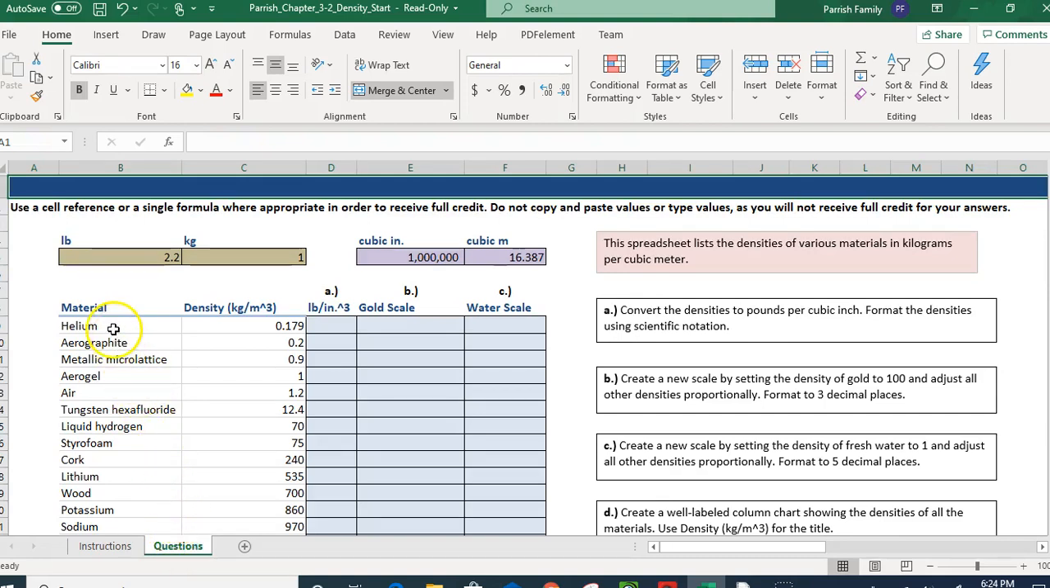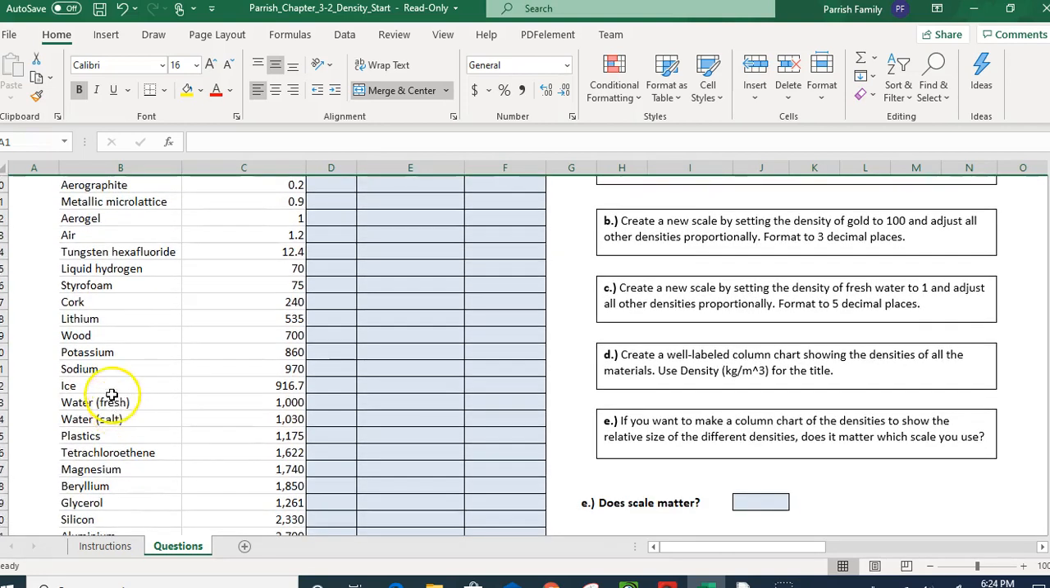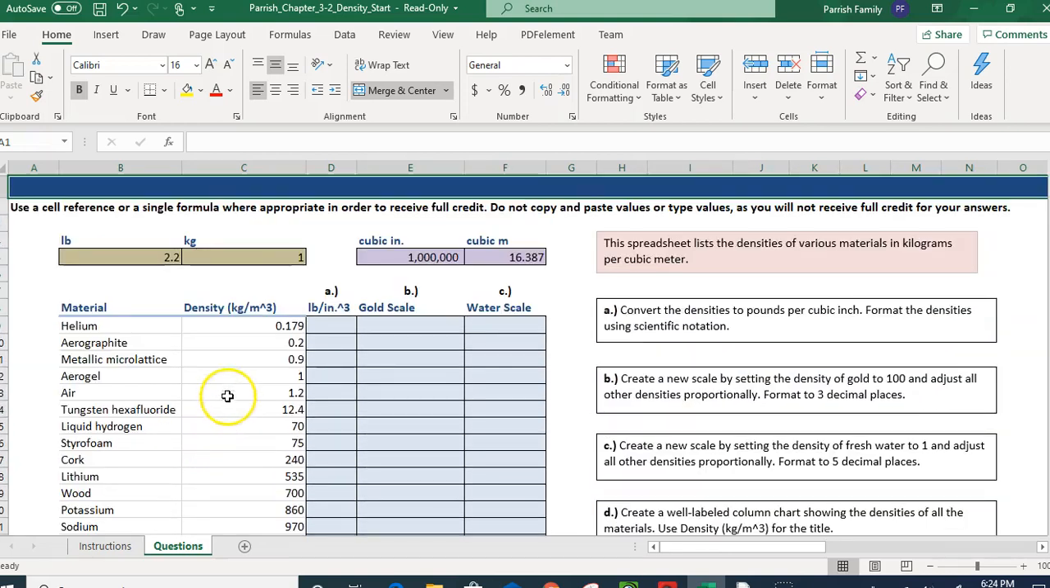And what you'll notice here is that you have different materials: helium, air, liquid hydrogen, sodium, some different values here. And you have the densities of these items given to you in kilograms per meters cubed. What we want to do is convert from kilograms per meters cubed into pounds per inches cubed. And then we're going to scale things using 100 for the gold, and using 1 for water. Also on this spreadsheet, you'll notice at the top they gave you some conversion factors.